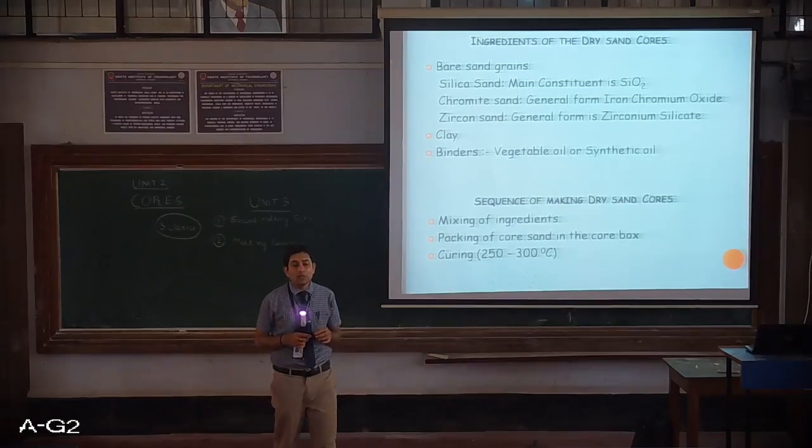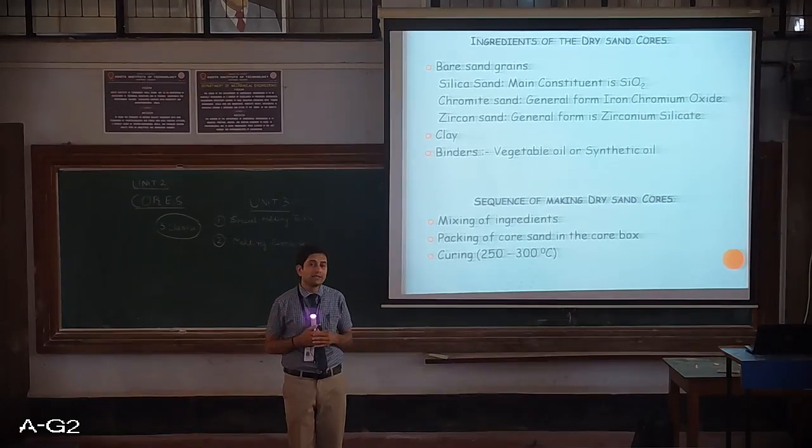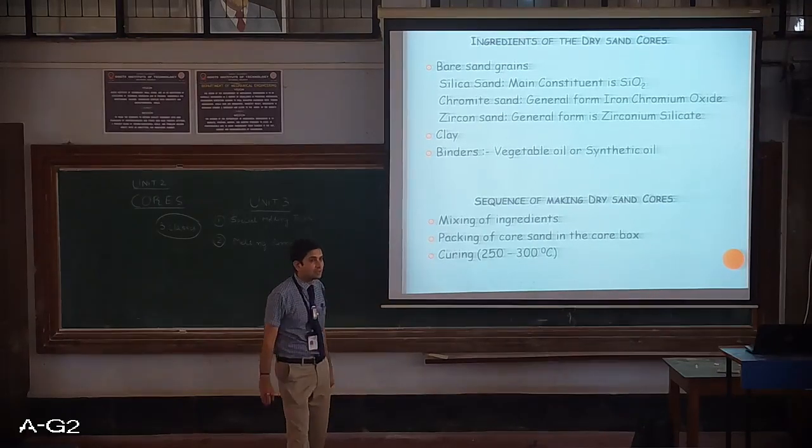Why? Because if I talk about the ingredients of the green sand core, then the green sand core would have the same composition as that of the molding green sand. But the dry sand core has to be made separately and brought here, so that composition is important, those ingredients are important, and the ingredients are like this. These are the three ingredients.